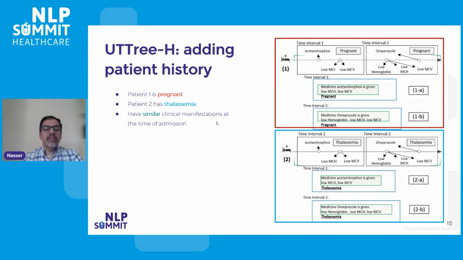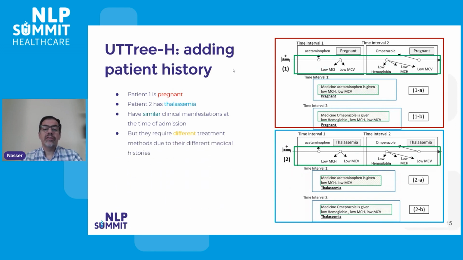In normal comparison, we have similar clinical manifestations at the time of admission of these two patients, so they are considered similar. But from the history, we know that they are different and they require different treatment methods. How can we detect this difference? We need to use historical data. UT3H incorporates patient history to compare two patients for a more exact patient comparison and patient similarity.